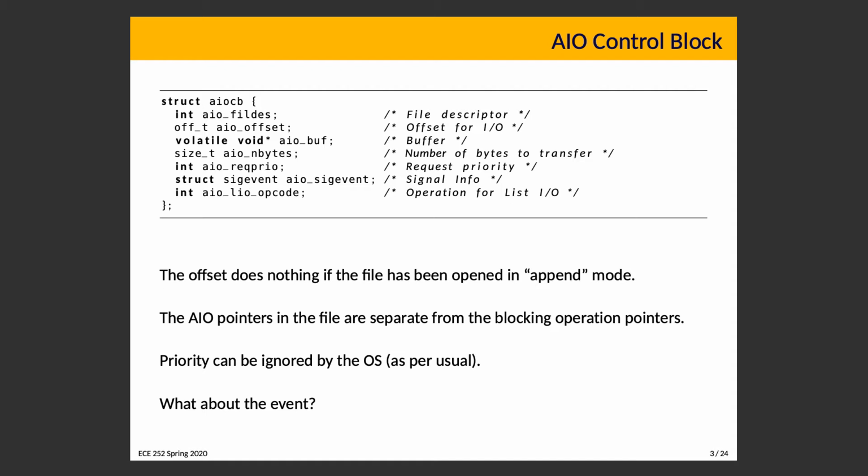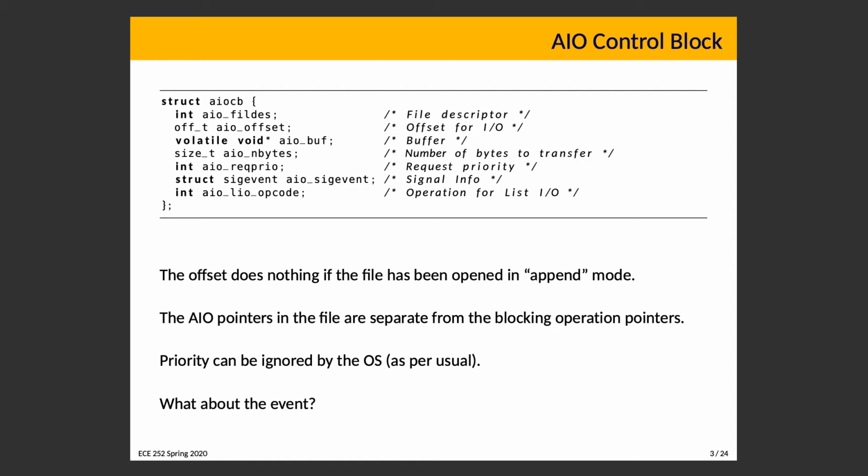We have an offset. And the offset is how far into the file we start the operation. And the offset does nothing if the file is open in append mode. Remember, in append mode, you're always writing at the end of the file, so the offset is kind of meaningless. You're always just tacking things on, and that's really all that is relevant there. So that's what we would do with append, but otherwise use offset.